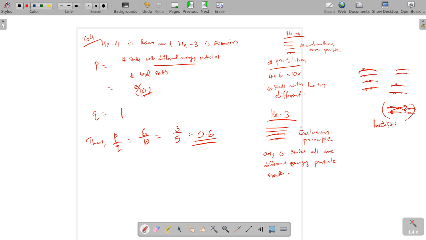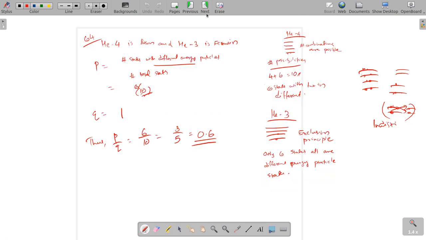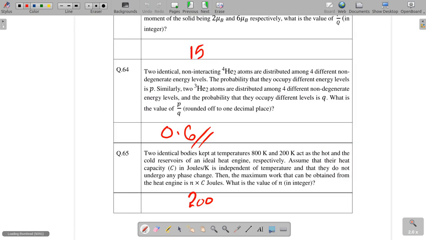Similarly, in the case of helium-3, because it's a fermion, we have 2 fermions in 4 energy levels. Since these are fermions, they cannot occupy the same energy level due to the exclusion principle, so you anyway have to put them in different levels. That means Q is 1. So P by Q is 6 by 10, which is 0.6. That's how you get the answer 0.6. This is a nice question, but you have to make this identification: helium-4 is a boson and helium-3 is a fermion.